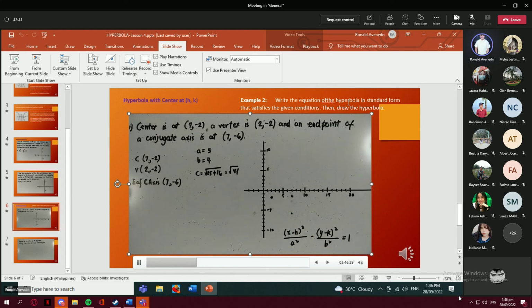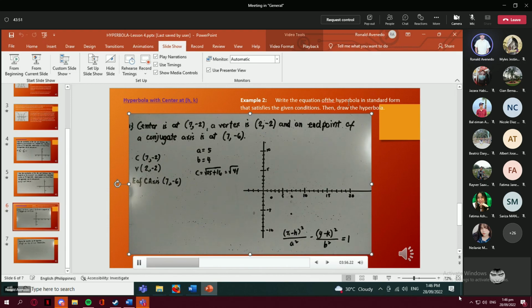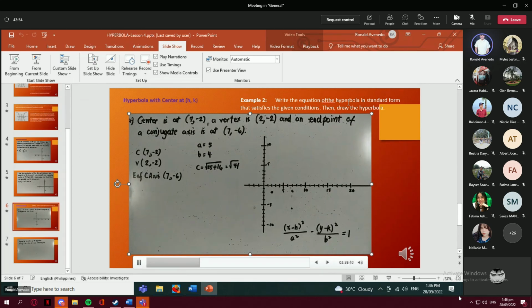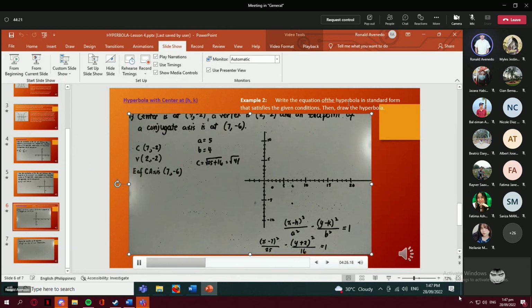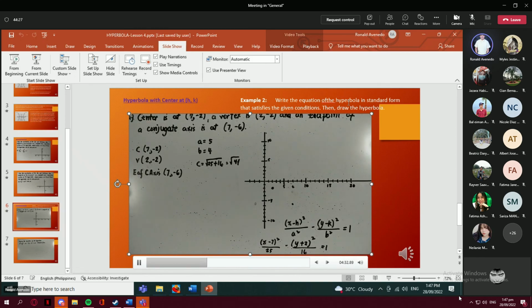So if we substitute, our equation would be x minus 7 squared over 25 minus y minus 2, so plus 2 squared over 16 is equal to 1. So this is our equation in standard form.